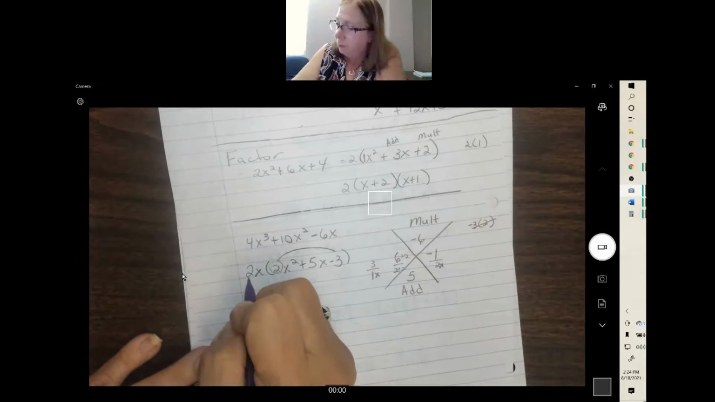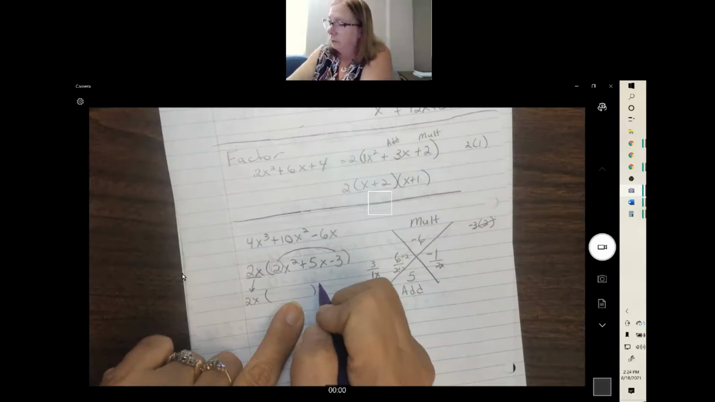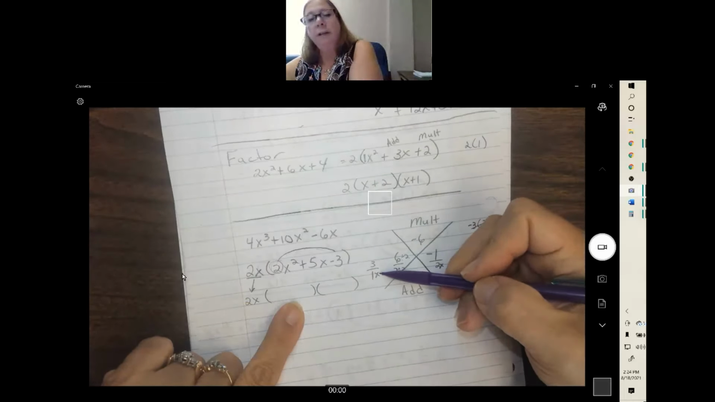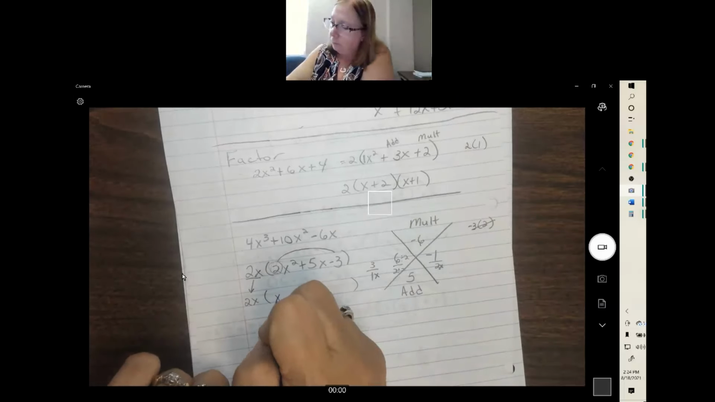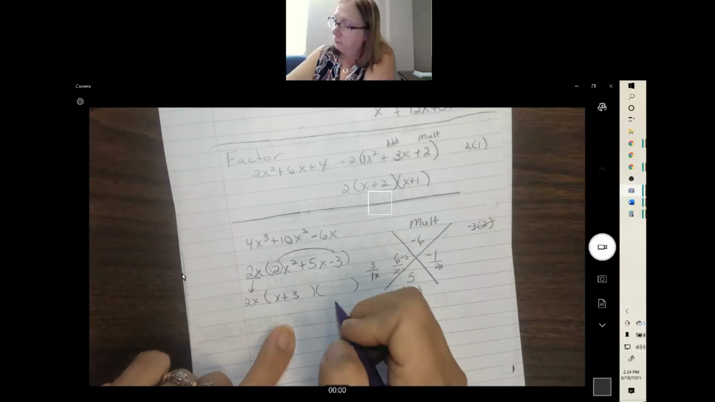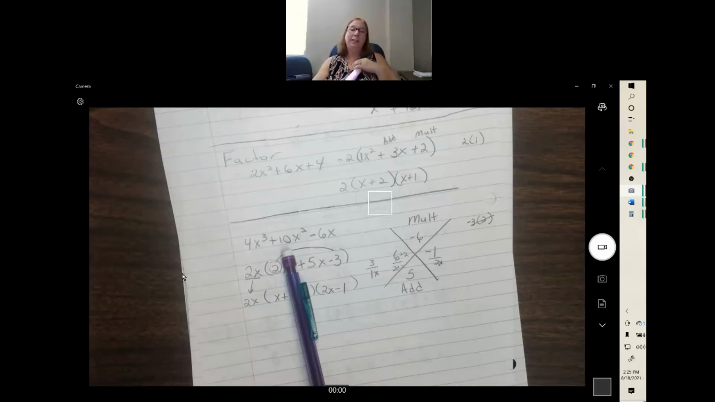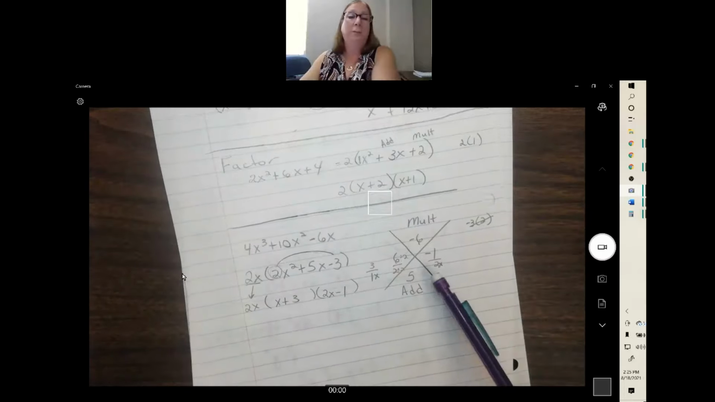So we have this 2x I just brought down, and then this will factor into 1x plus 3 and 2x minus 1. It seems a little strange at first because I know the first time one of my students showed me it, I thought it was complicated, but when I see how long it can take to do trial and error, I think it works out really nice.